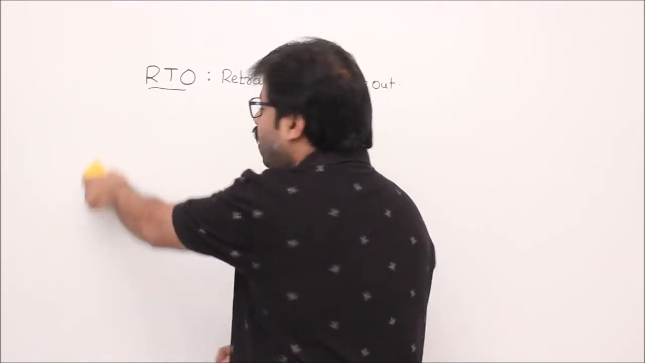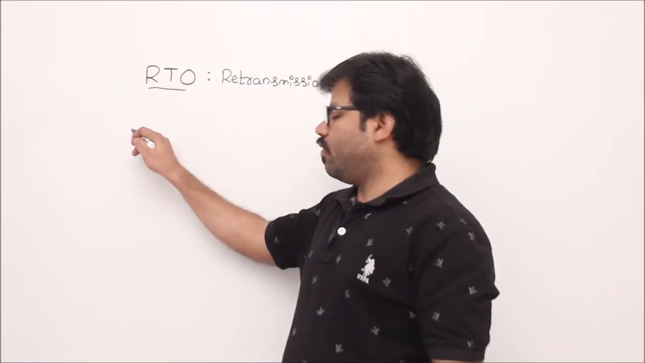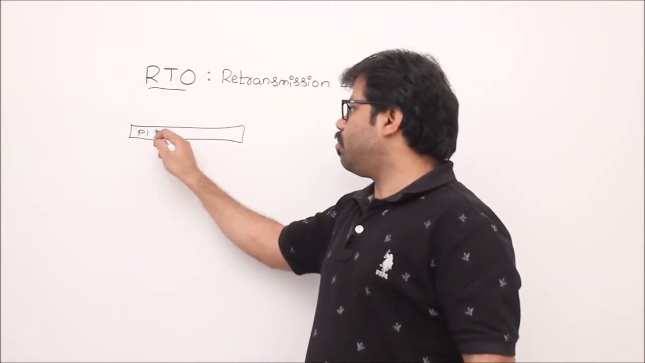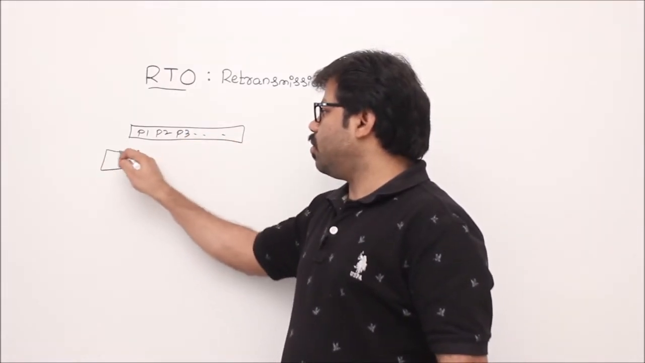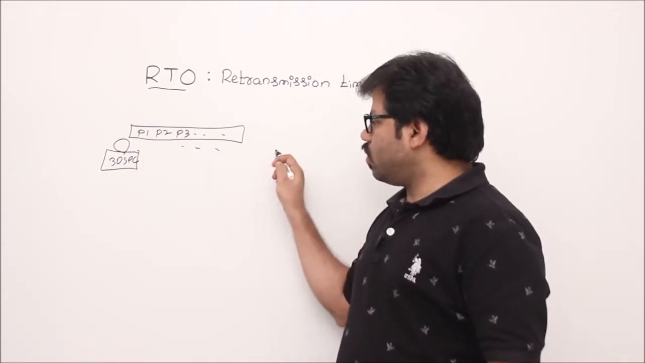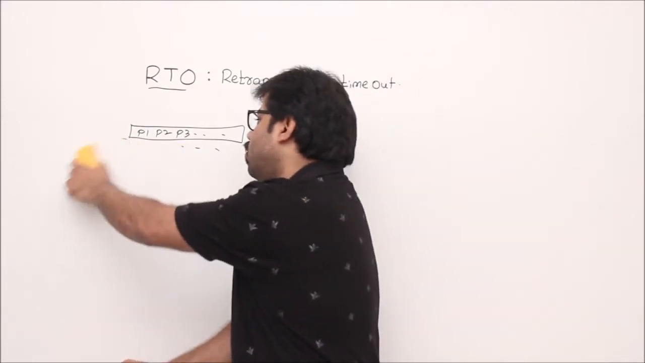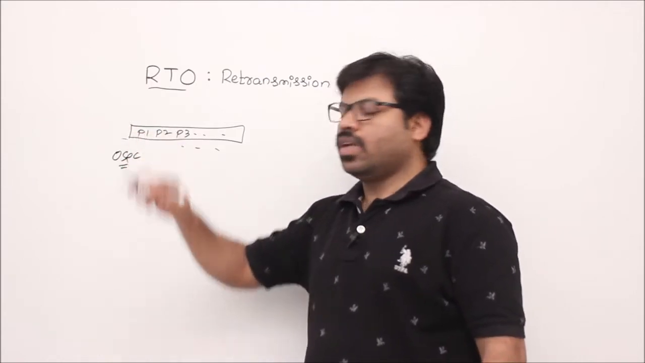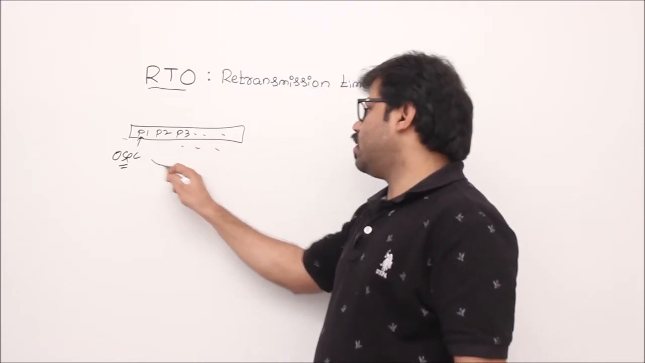Second thing, what if you don't get a valid acknowledgement before the timer times out? We will see what happens. Example, let's say you sent P1, P2, P3 and so on, and you started the timer with 30 seconds. You sent a lot of packets according to the rules, but you did not get any acknowledgement. Then this timer will expire, showing 0 seconds after some time. When the timer times out, what do you do is the question. Simple. Take the first packet and send it.